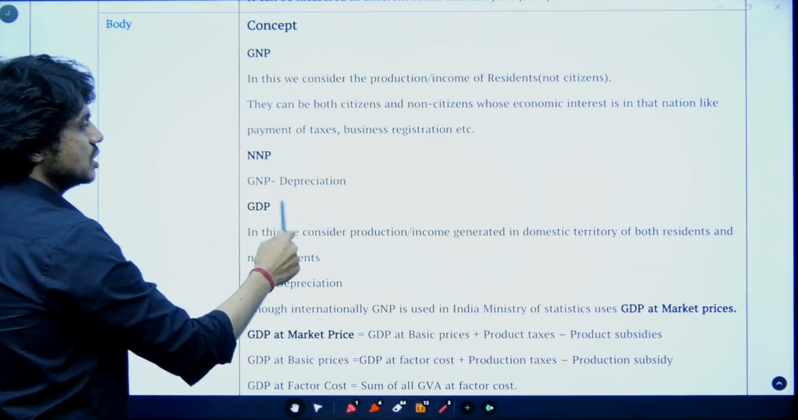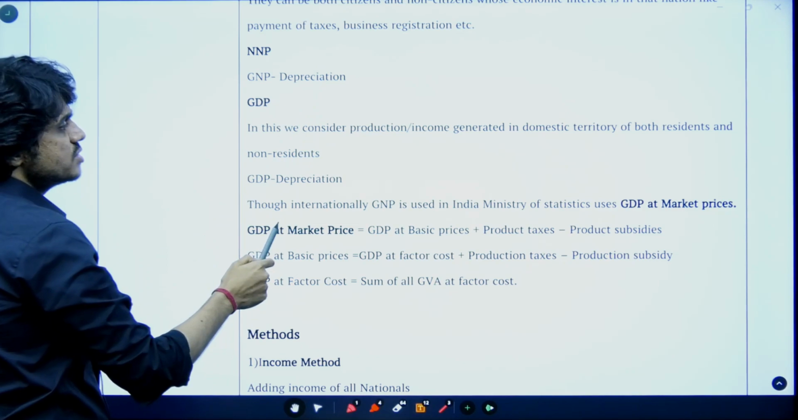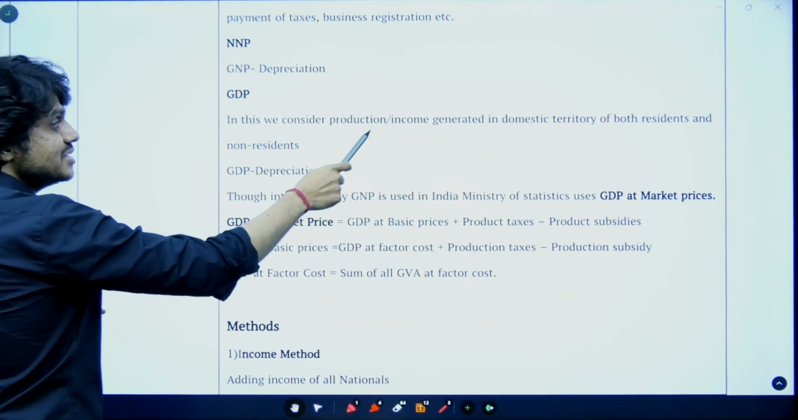So that will be considered, okay, that is called as an NNP. NNP is GNP minus depreciation. Now, what is the difference? What is the GDP? This is a territorial concept.